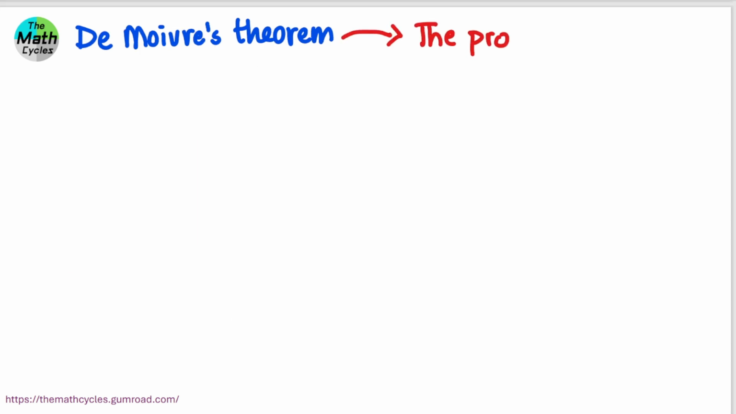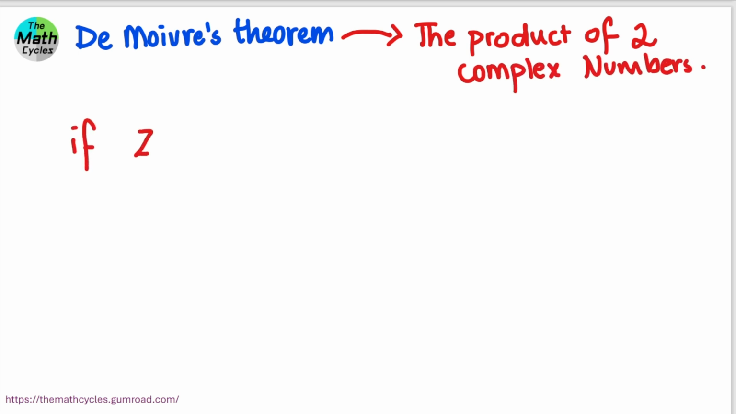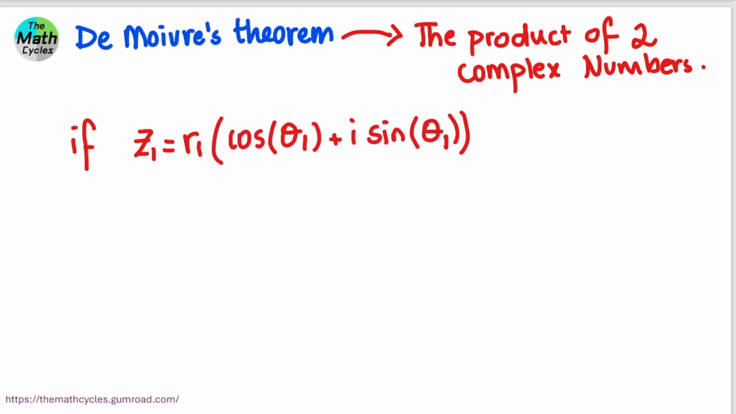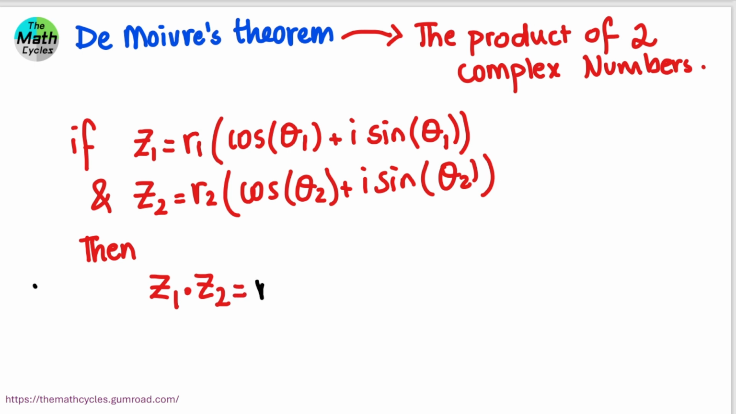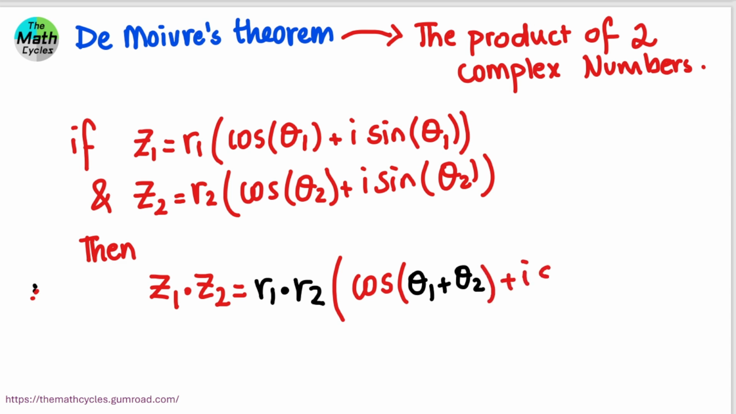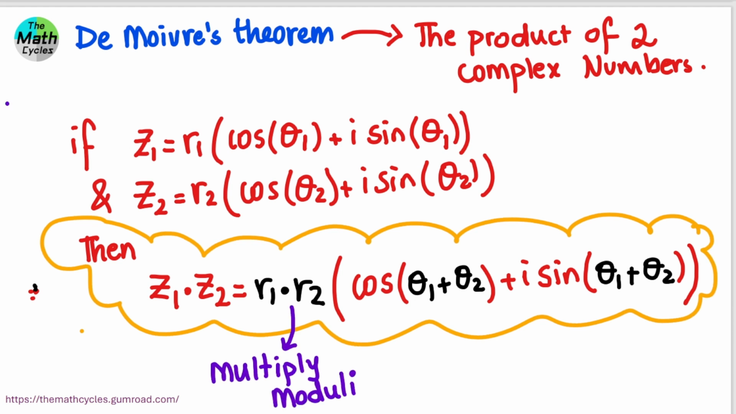How to apply De Moivre's theorem to the product of two complex numbers. If Z1 equals R1 into cosine theta 1 plus i sine theta 1, and Z2 equals R2 into cosine theta 2 plus i sine theta 2, then Z1 times Z2 equals R1 times R2 into cosine theta 1 plus theta 2 plus i sine theta 1 plus theta 2. So here we multiply moduli and we add arguments. And this is De Moivre's theorem for the product of two complex numbers.